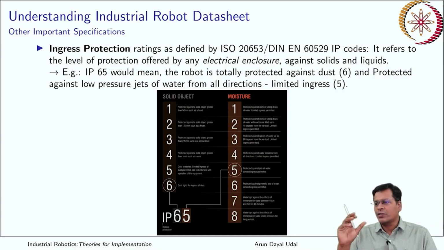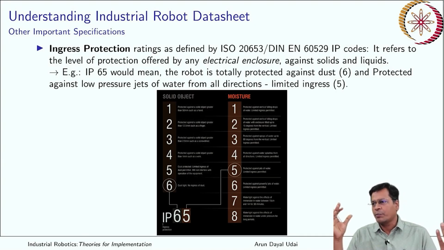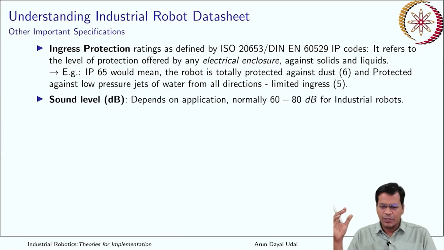So this is very much required for selecting your robot for various applications. Your environment may be very dirty. Let's say you want your robot to get into the mines. Definitely it should be protected against dust. Okay, if it is to be in an outside environment, it should handle at least a low pressure jet of water from all directions, because it may have to bear rainfall at times. Okay, so yes, that is it.